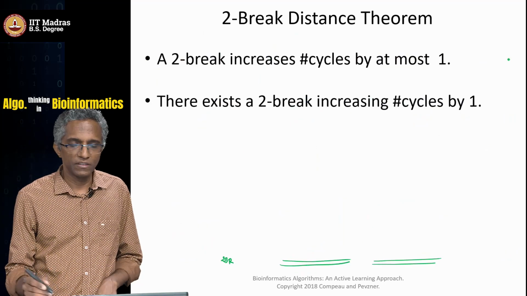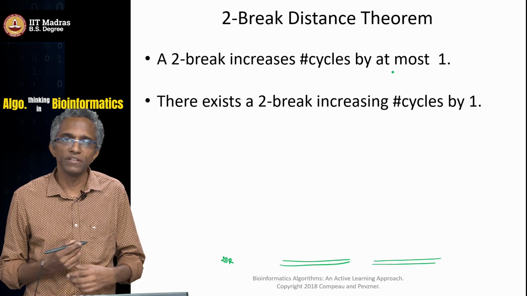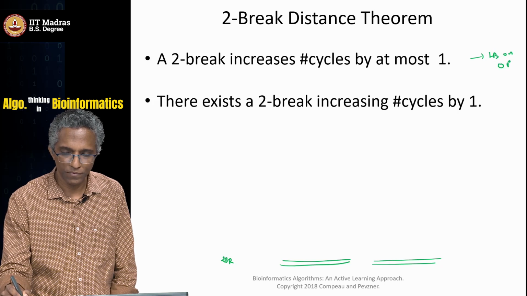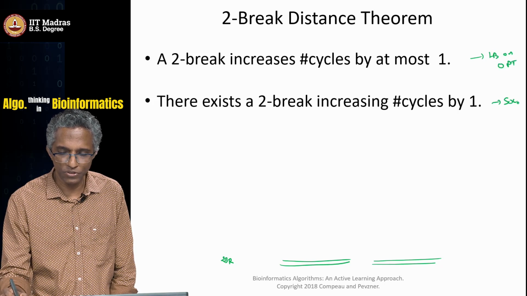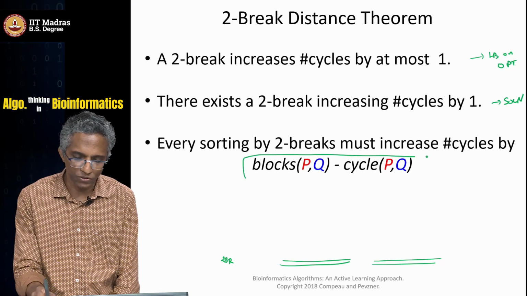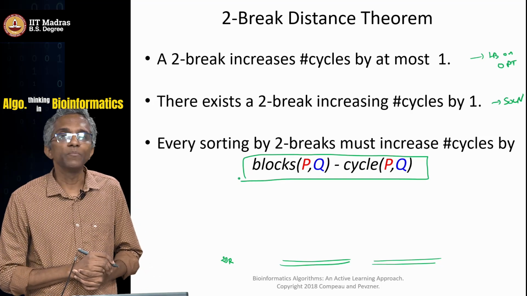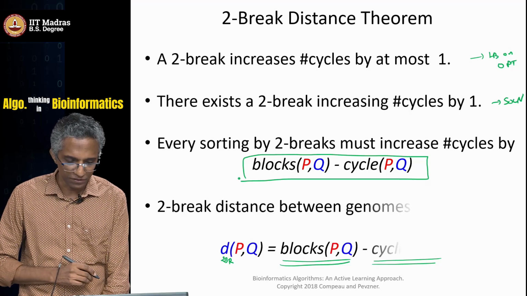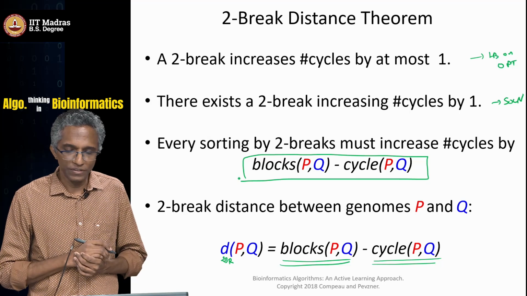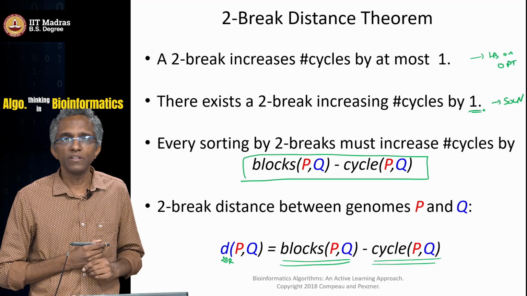So, what we have is that a 2 break increases the number of cycles by at most 1, and there exists a 2 break that increases the cycles by exactly 1, right. And so, this gives you a lower bound on opt, and this gives you the actual solution, right. And then exactly the lower bound is this, and the solution is also this. Okay. So, every sorting by 2 breaks must increase the number of cycles by blocks of p comma q minus cycles of p comma q, and that is also achievable by this exact solution, where you just increase the cycles by 1 each using the second operation that we showed in the previous slide.